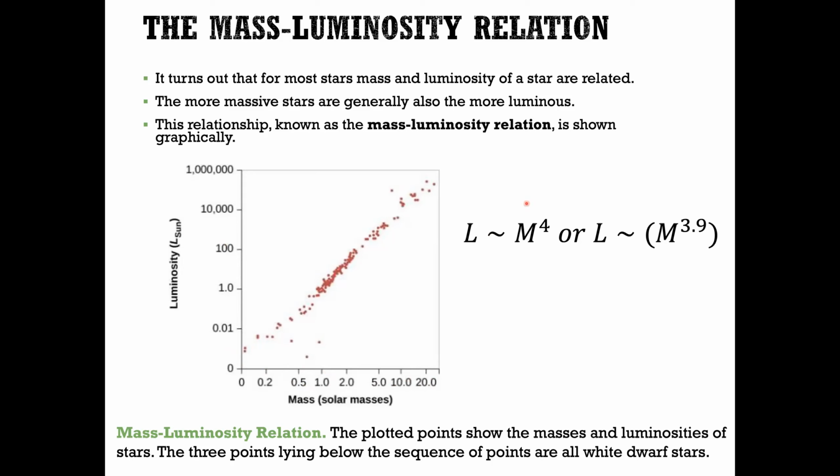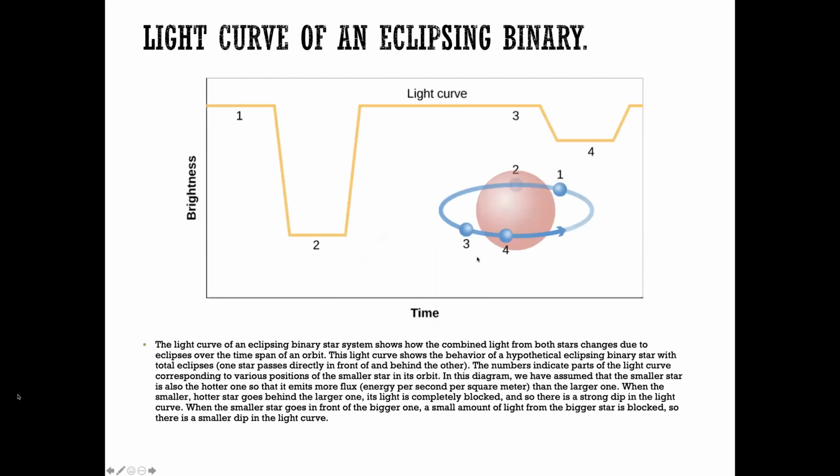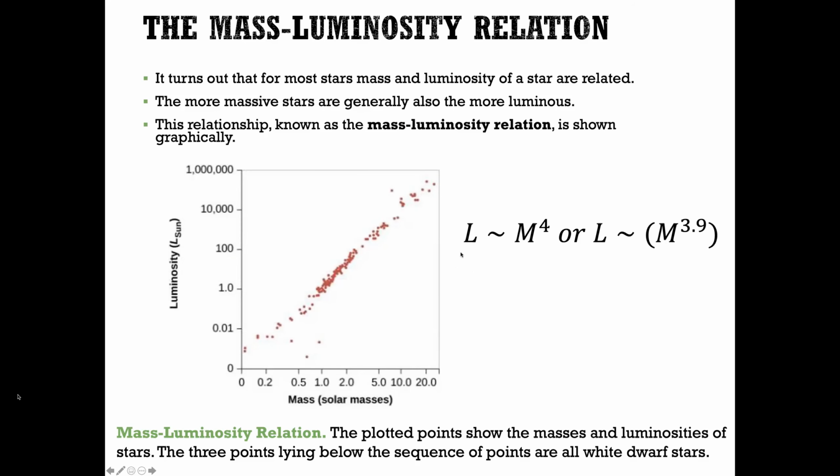And this relation is roughly, luminosity is approximately equal to the 4th power of the mass of the star. Or if you say it more precisely, we used to say that it is approximately equal to, not the 4th power, the 3.9 power of the mass, right? And this is called the mass luminosity relation. And I want you to remember this relation, right?